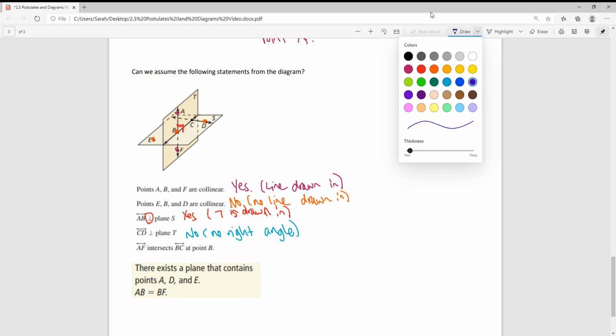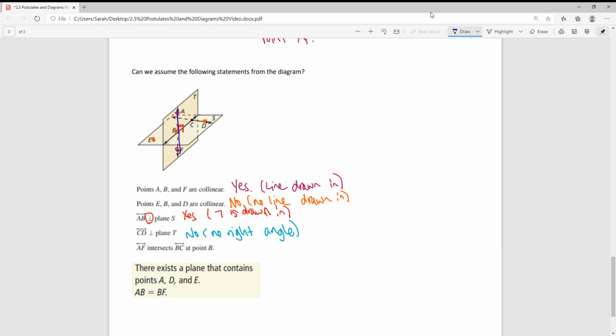All right, AF intersects BC at point P. So here's line AF, here's line BC. Do they intersect at point B? Yes, they do. And it's because we can see that in the drawing. We can say yes to that.